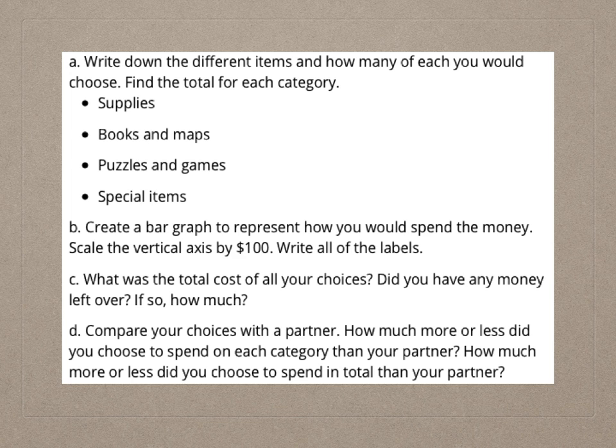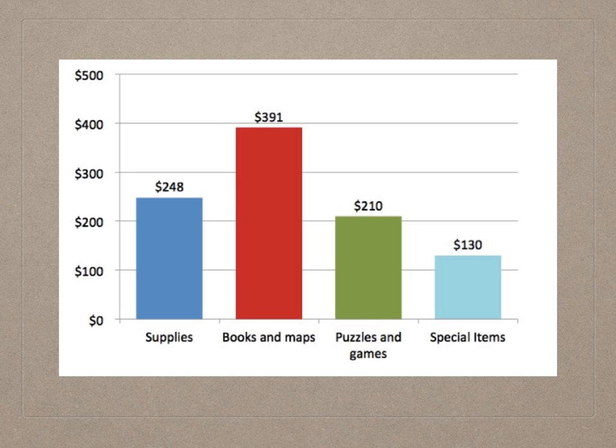And then the last part, part D, is to compare their choices with a partner. How much more or less did you choose to spend on each category than your partner, and how much more or less did you choose to spend in total than your partner? This is a good place for kids to start critiquing the thinking of others and questioning one another. Why did you choose to do that? Can you explain your thinking?